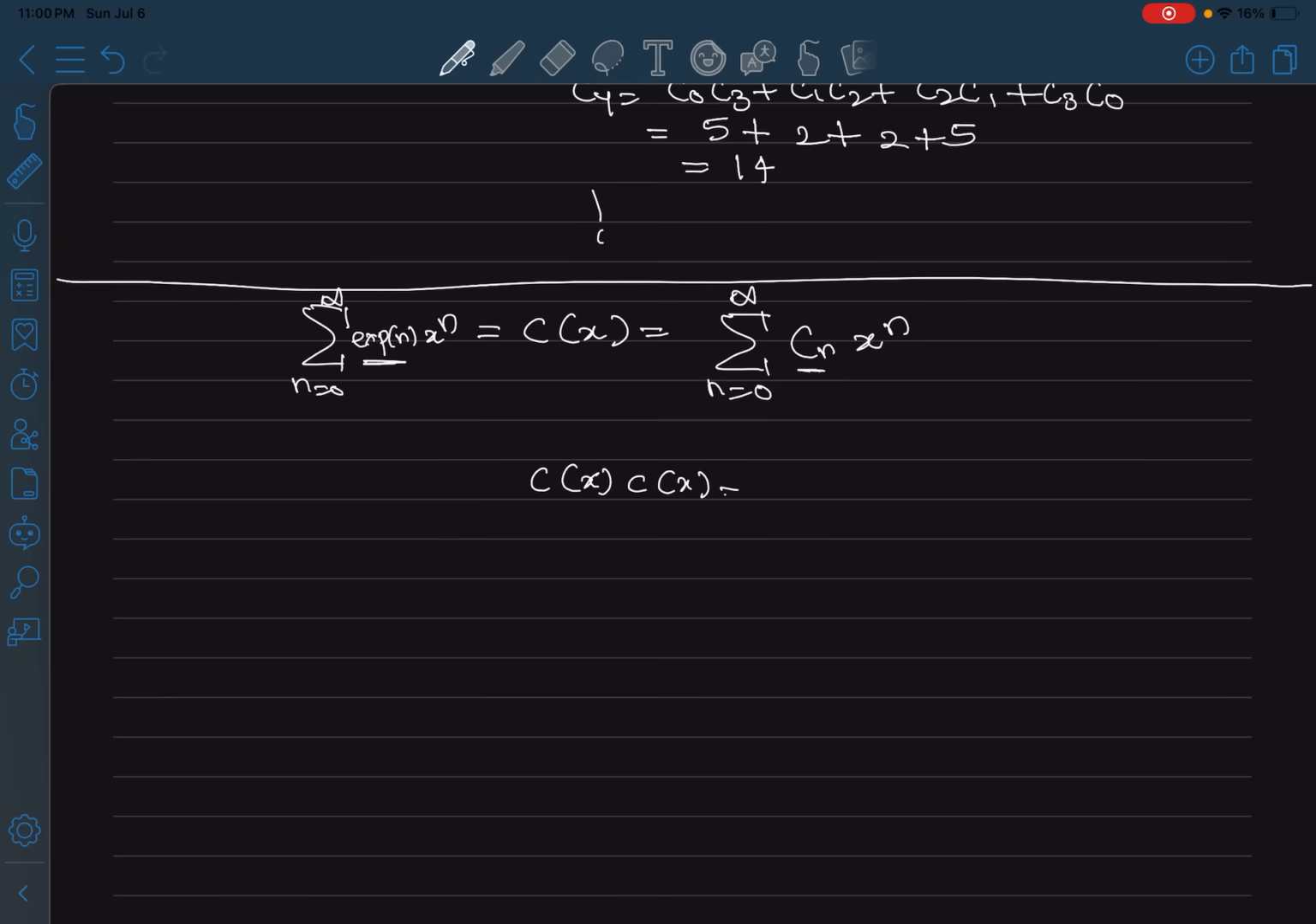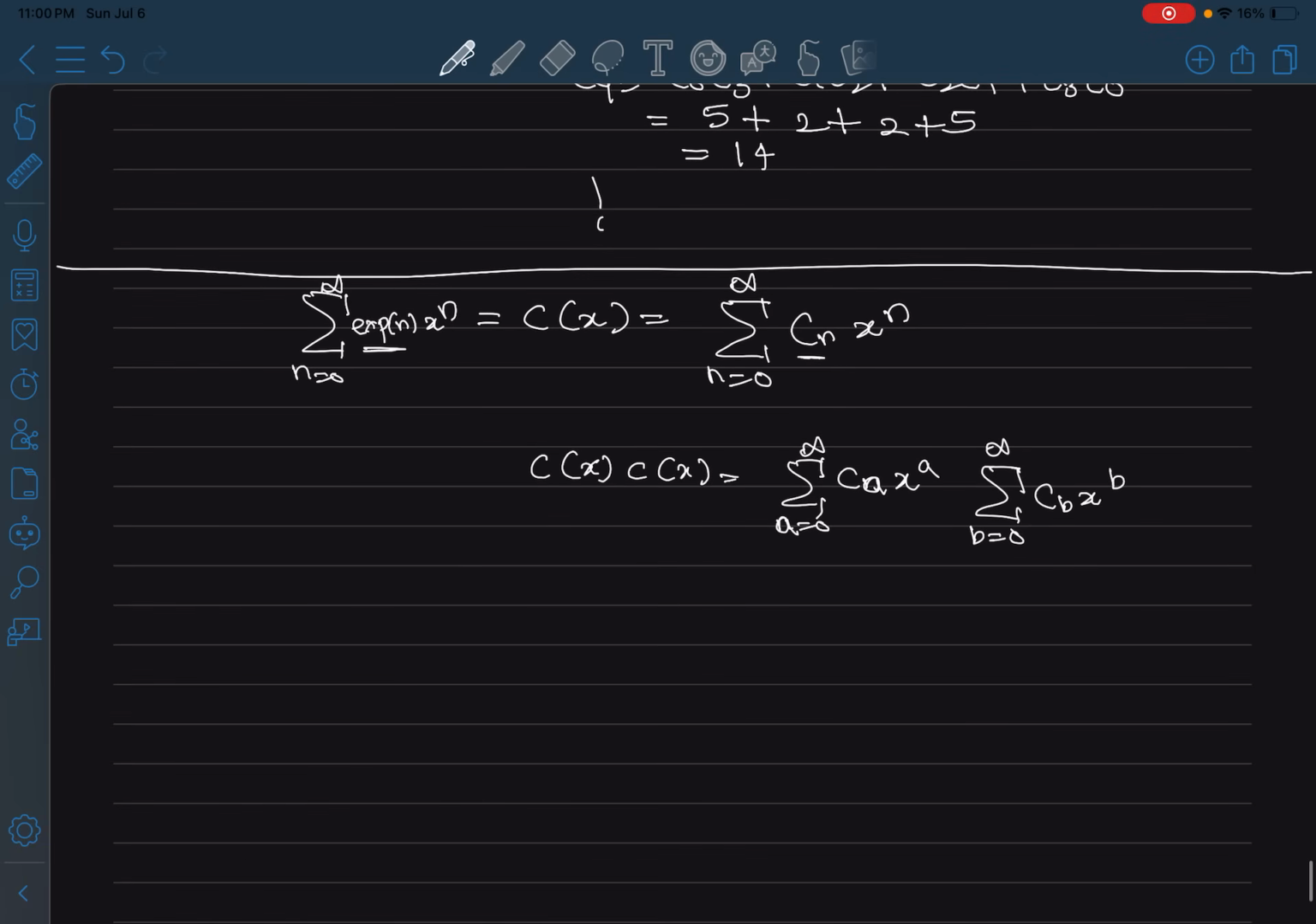x, and there's a reason for it. And this will be the sum from n equals 0 to infinity of c of n. Let me write it as the sum from a equals 0 to infinity of c sub a x to the power a, and the sum from b equals 0 to infinity of c sub b x to the power b, right? So this is c of x squared.